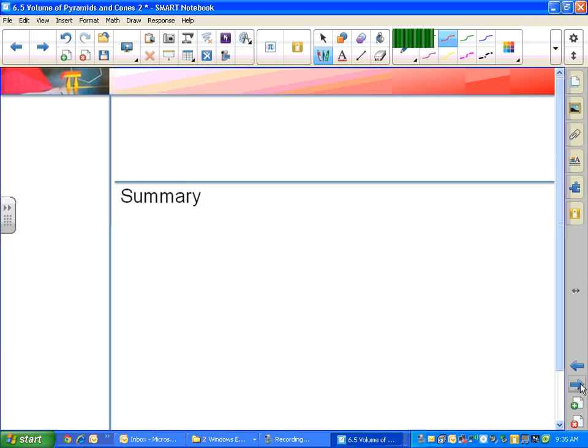Okay, so now we really are done for reals this time. Go back in, put your left-hand column questions in, make a complete summary, make sure you include the two formulas that we learned for here, and maybe even how they're related to prisms and cylinders.